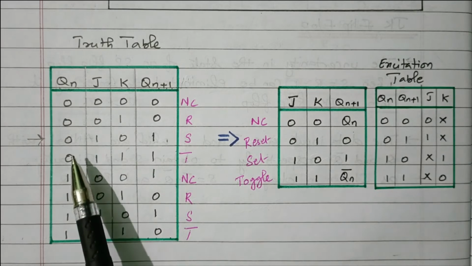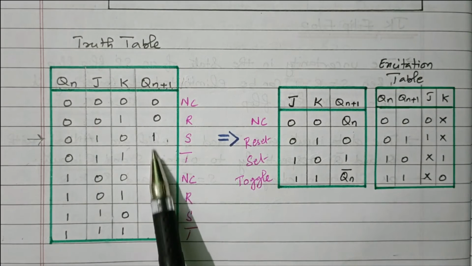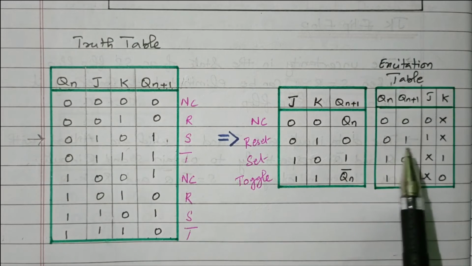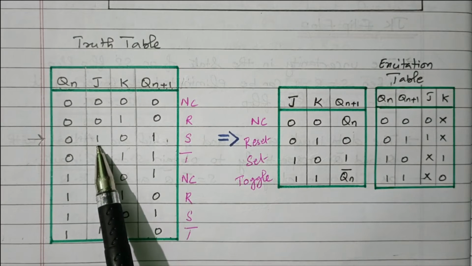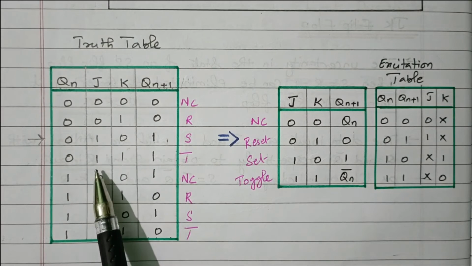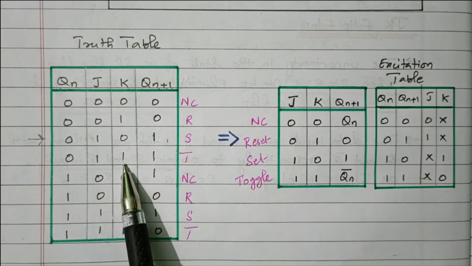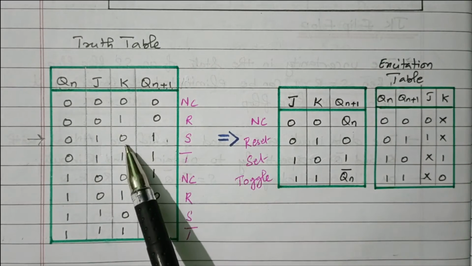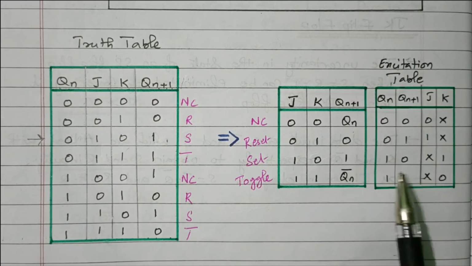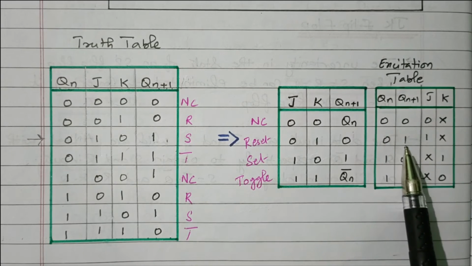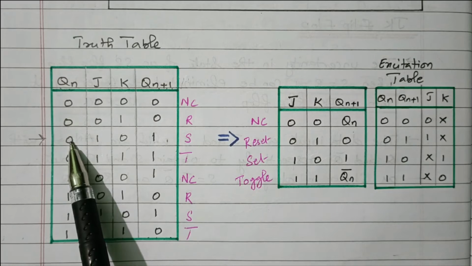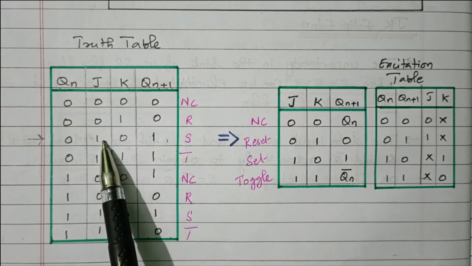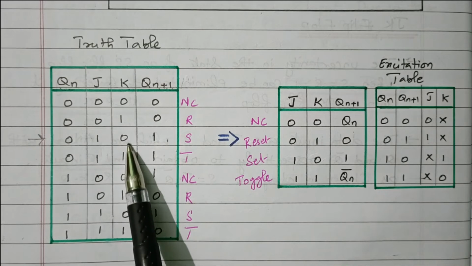Right, so now it is clear. 0 to 1, 0 to 1: two cases are available. In these two combinations, in the first J is 1, K is 0. In the second J is 1, K is 1. So J is always 1 for both cases, and K may be 0 or 1, so it is X. Qn is 0, Qn plus 1 is 1. These two cases change from 0 to 1. For these, J is always 1, K may be X.